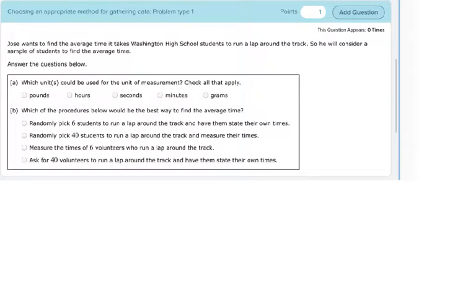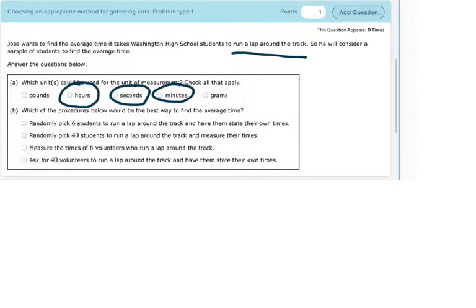Check all that apply. If you're measuring this, you would want to use time. If they wanted you to measure a cake, you'd use a weight: pounds, kilograms, grams, something along those lines. In this, we're measuring how long it takes to run around the track, so we need a time. Hours is a time. Seconds is a time. Minutes are a time. Hours probably aren't the best option here, but all 3 of those could be used for a unit of measure. Seconds or minutes would be best, but those are all times, so you could use all 3.